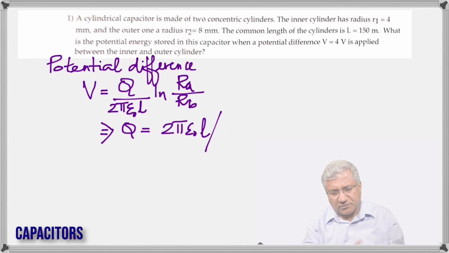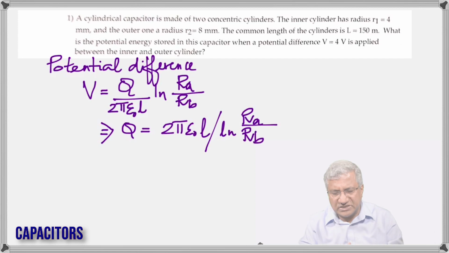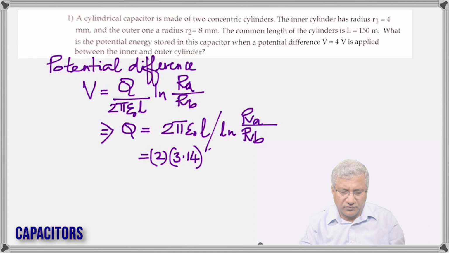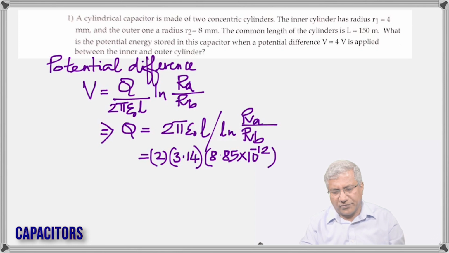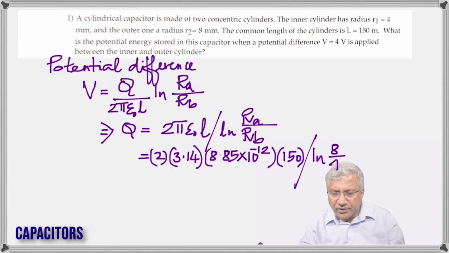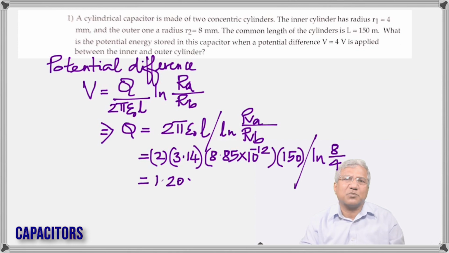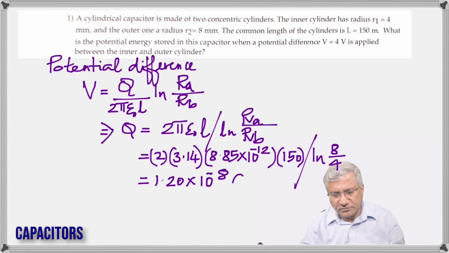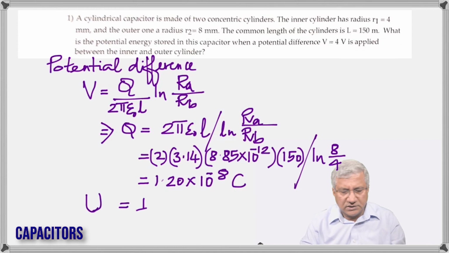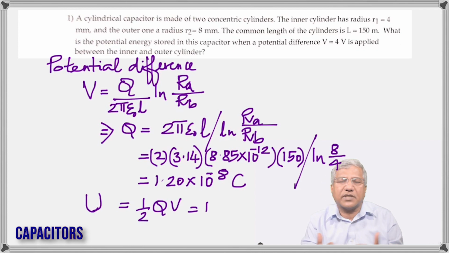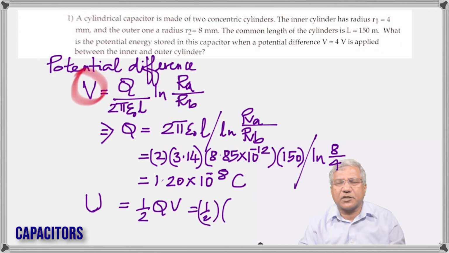And then the charge from that is 2 pi epsilon naught L natural log RA by RB, just rearranging that. So 2 times pi, which is 3.14, epsilon naught is 8.85 times 10 to the negative 12, times the length, which is 150 meter, and then natural log RA by RB. You can keep it in millimeters because it's a ratio, so 8 by 4. So I found the charge, and then I'm going to use 1/2 Q times V. You could have found the capacitance and used the other formula. You would get the same result.